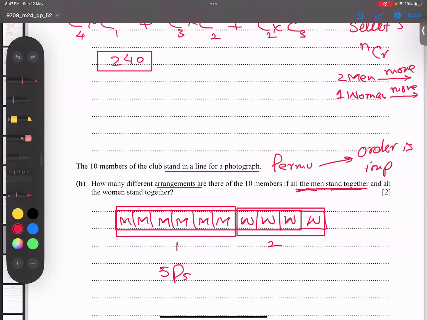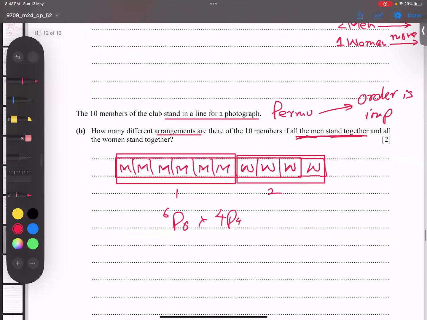Sorry, the 6 men are there, not 5. Sorry for that. 6, 6. So 6P6, because 1, 2, 3, 4, 5, 6. And the 4 women can shuffle even inside. 4P4. You can write factorial also, no issue at all. For your knowledge, if the upper number and lower number are the same, we can write factorial. If the upper number is not the same, we cannot write factorial. Okay, let's move on to the next.